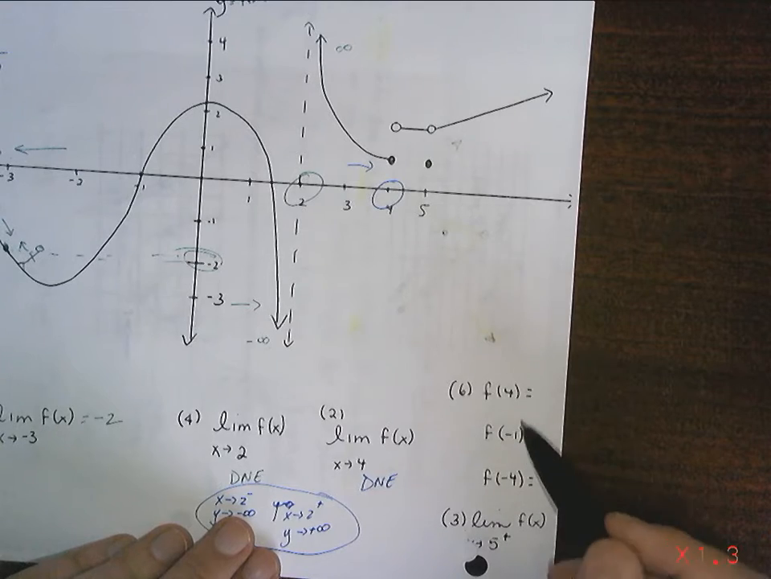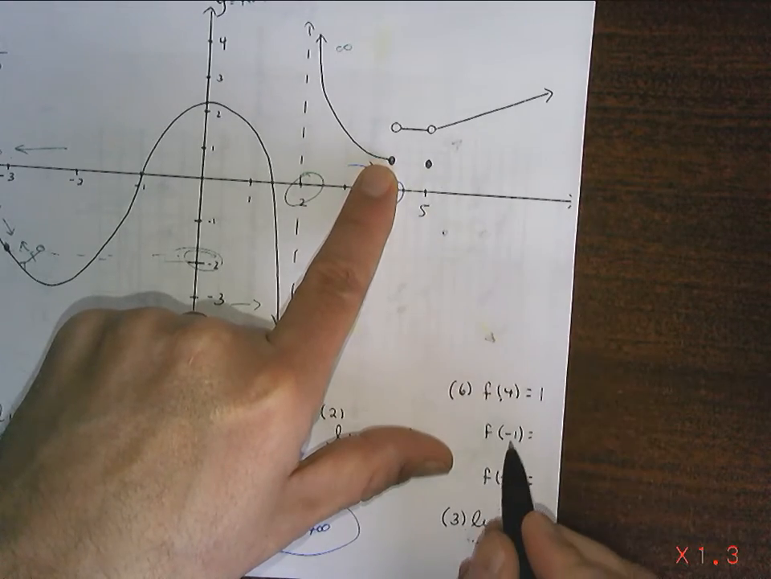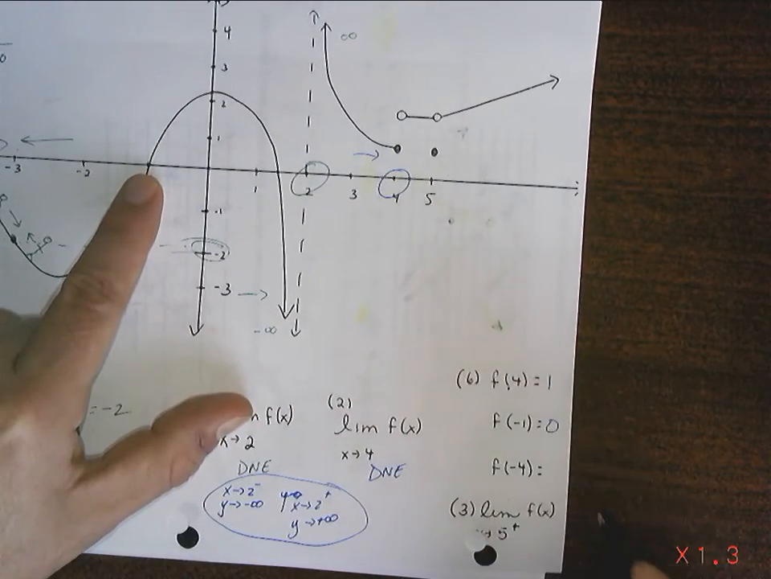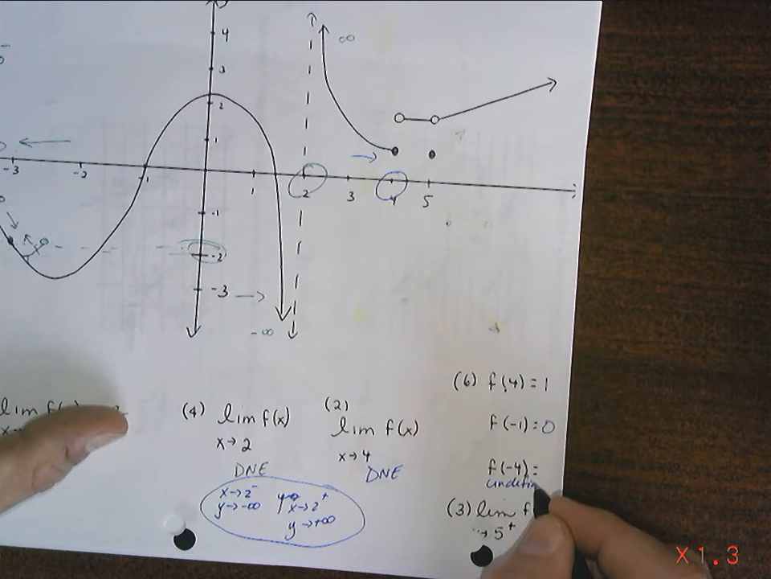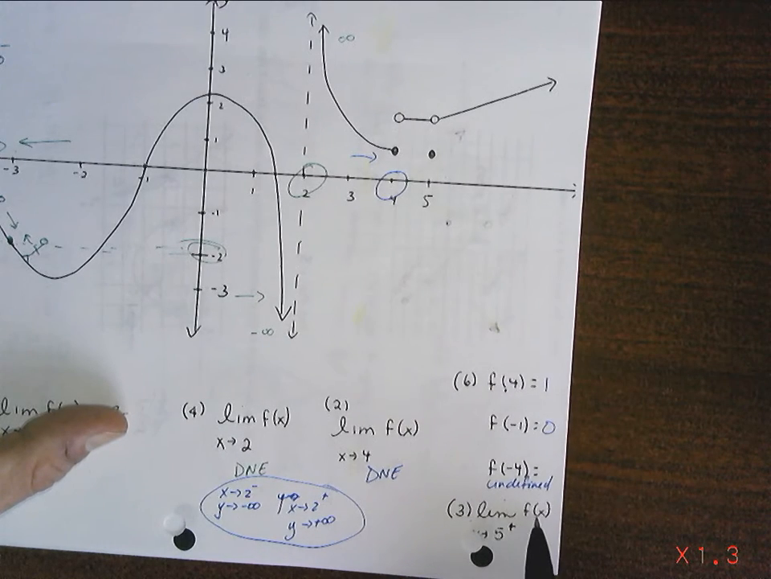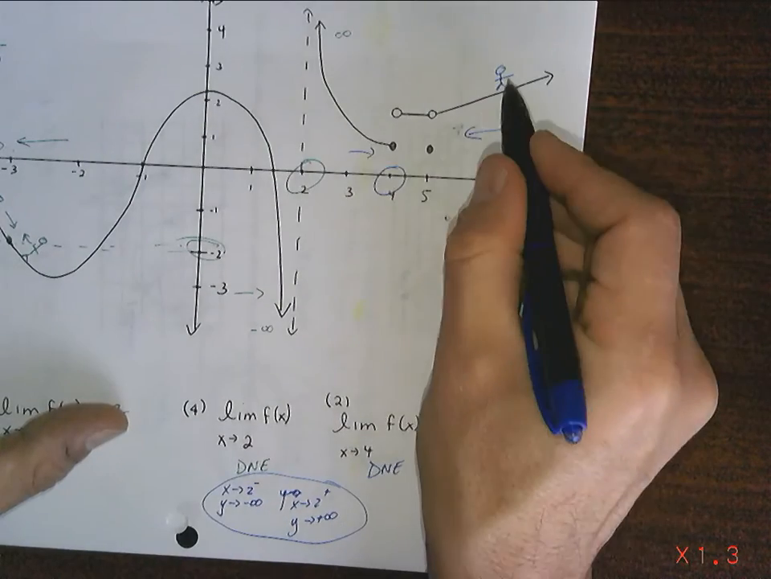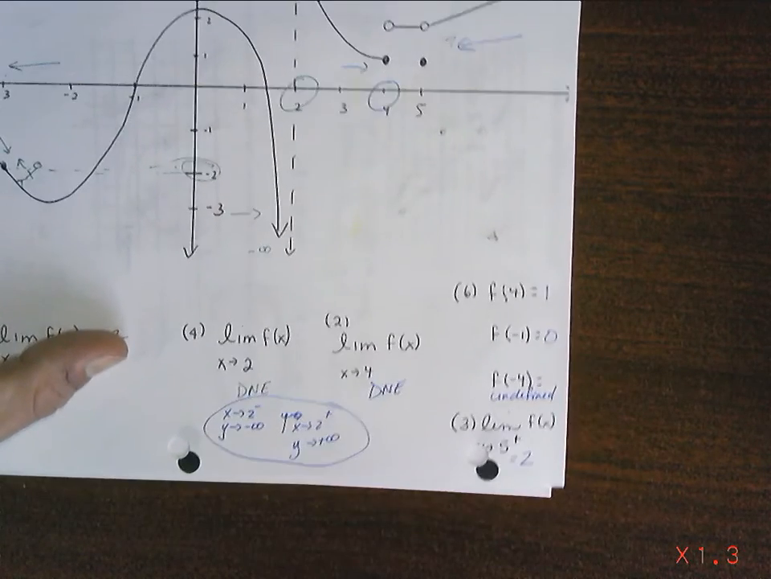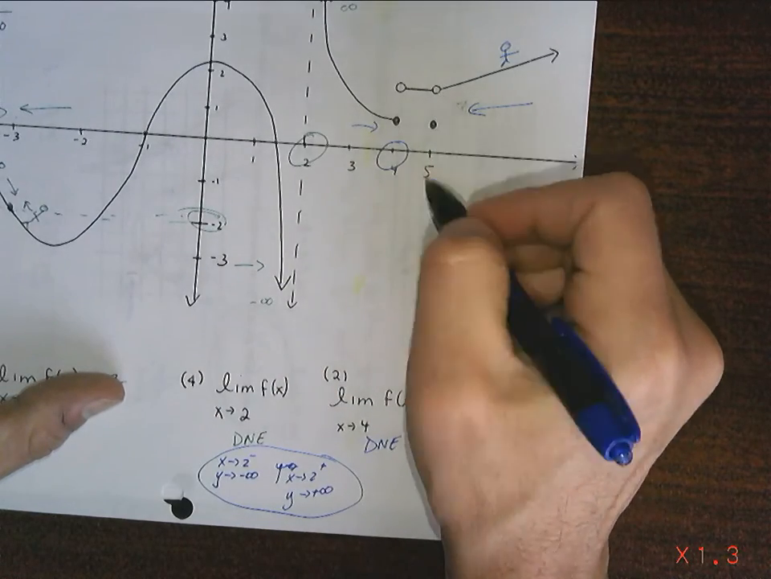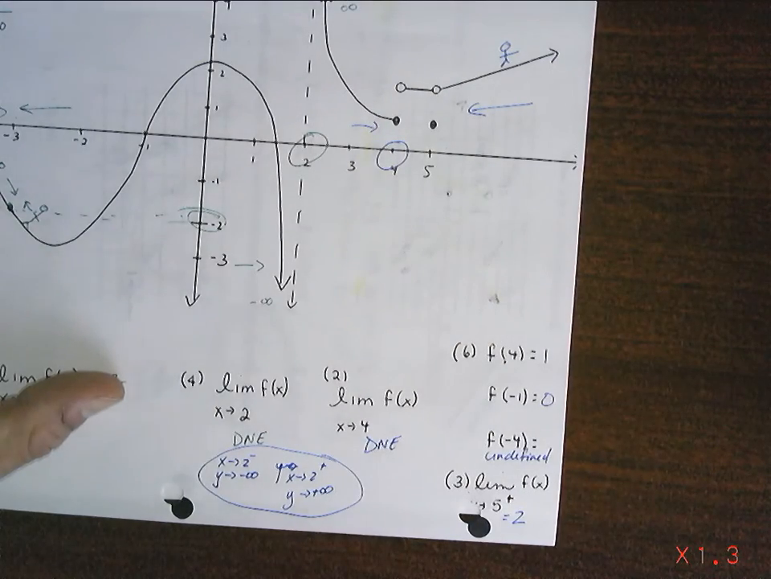This is a whole bunch of grade 11 questions. So f of 4 is going to be 1. f of negative 1 is going to be 0. f of negative 4 is undefined. And the last one, the limit of f of x as x approaches 5 from the right, this way. So Silver Surfer guy gets on top, starts sliding down, and he's approaching 2. Notice, if he ever gets to 5, he's going to fall through the hole and end up here, but that's another story. That's not a limit. Okay, I'll pause the video there.